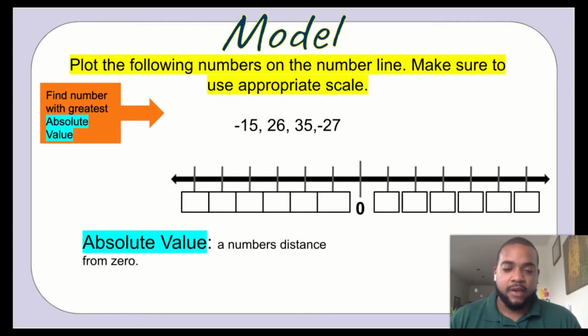Just a reminder, absolute value is the number's distance from 0. Exactly. 35 is the number that is the furthest from 0 out of our 4 choices. Let's look at our next step.